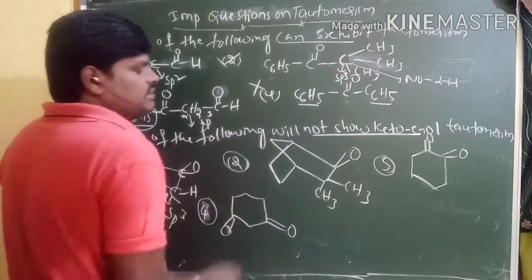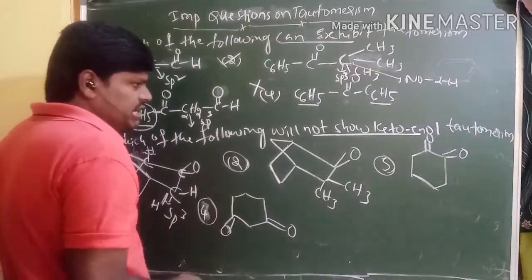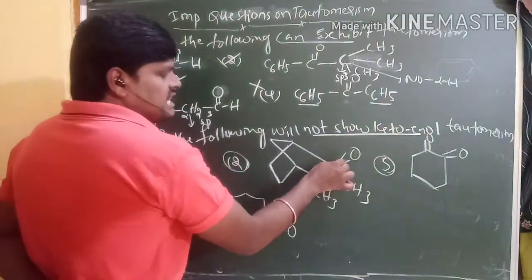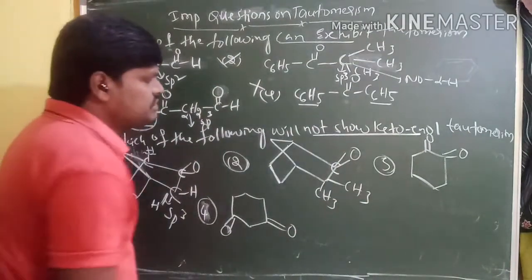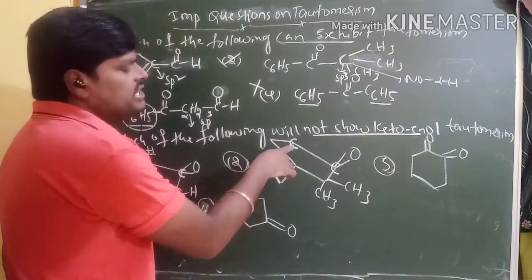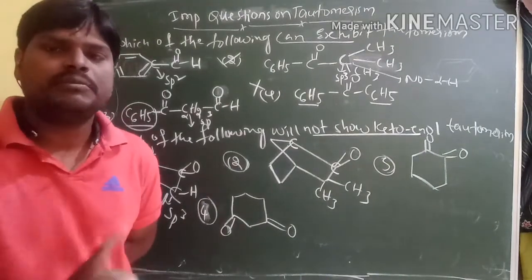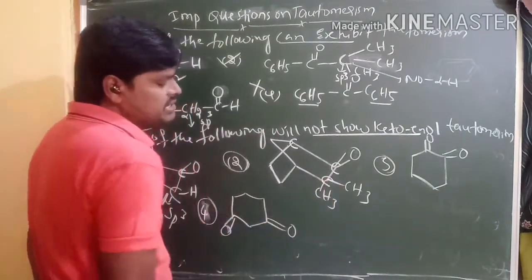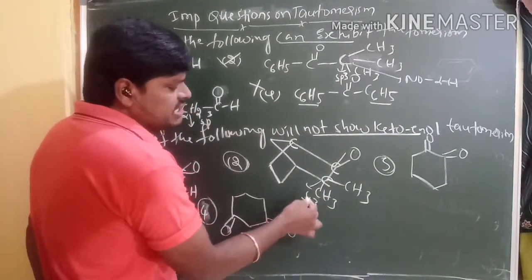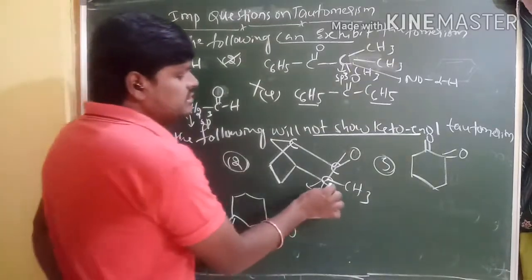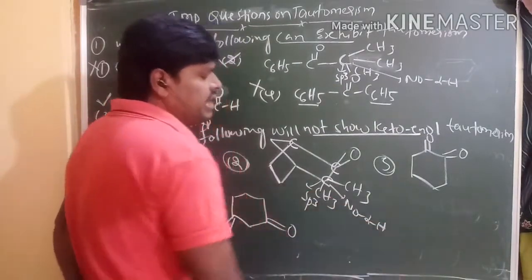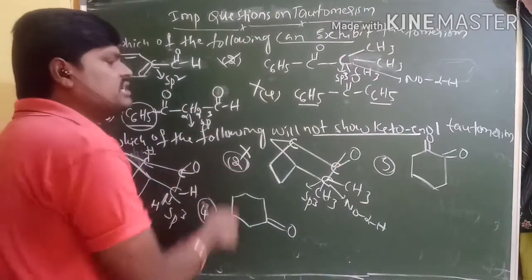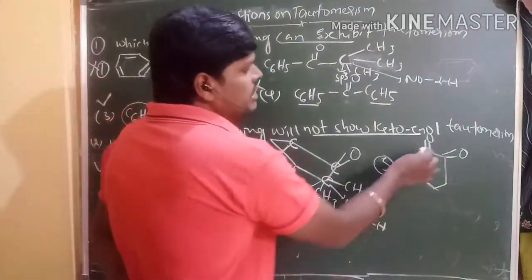And coming to the second option, I hope the second option is the correct answer, which will not show keto-enol tautomerism. Here this is a carbonyl compound, and this is a bridgehead. I told you already, a bridgehead will not exhibit tautomerism. This is an sp3 carbon, a saturated carbon, but here no alpha hydrogens are there. That's why it will not exhibit tautomerism. I hope this is the correct answer. Of course, coming to the third option, here two ketones are there.